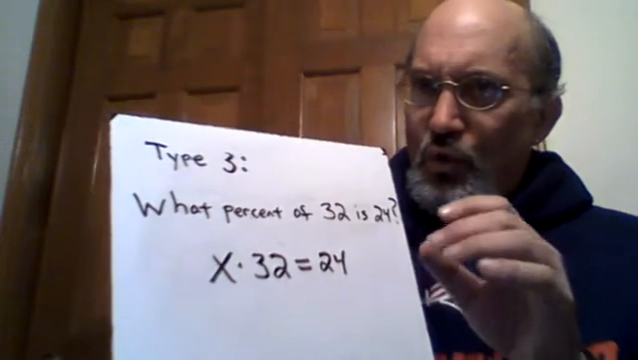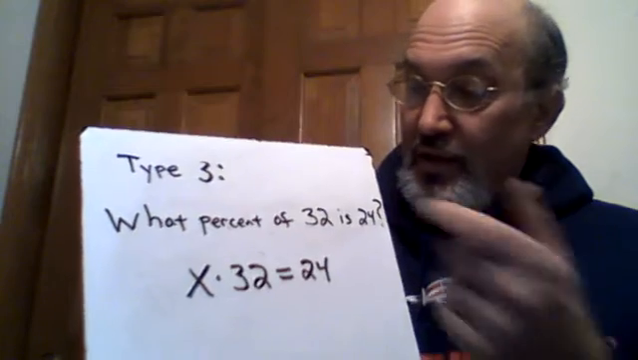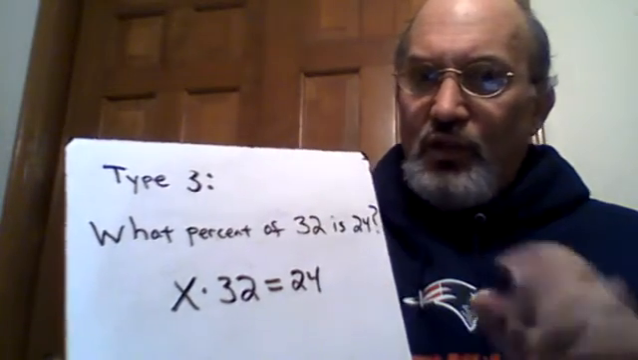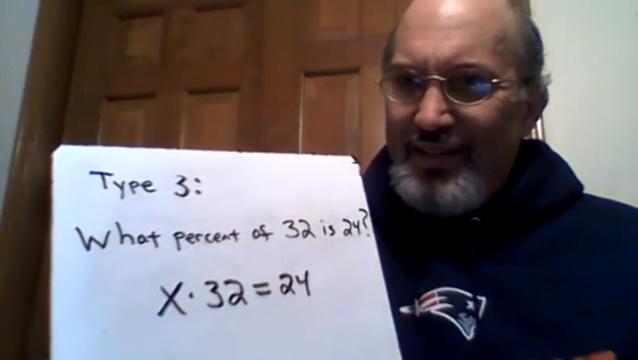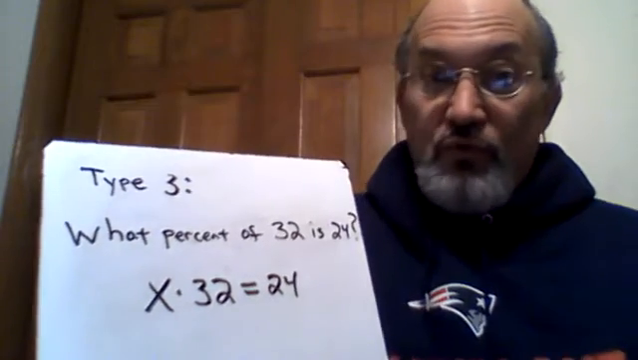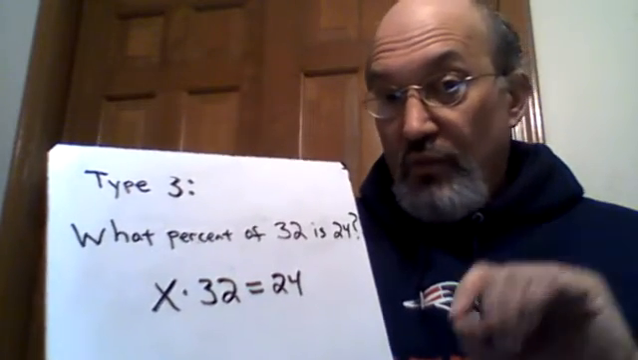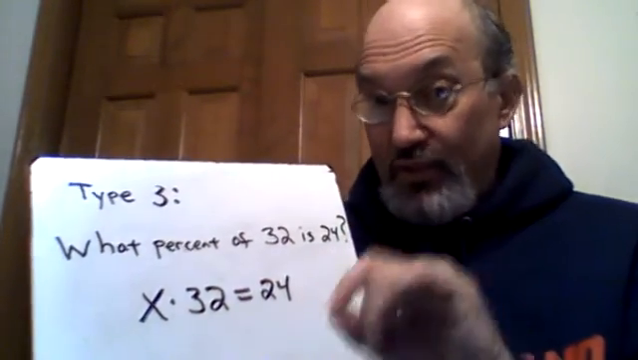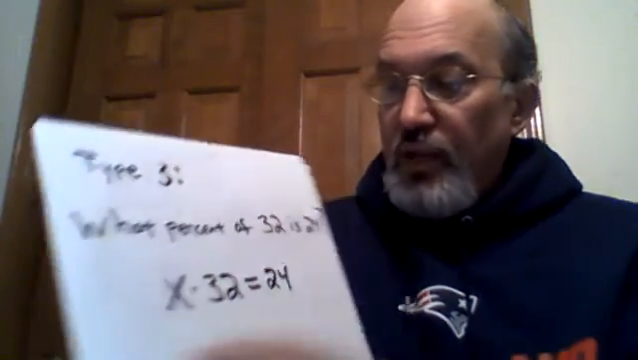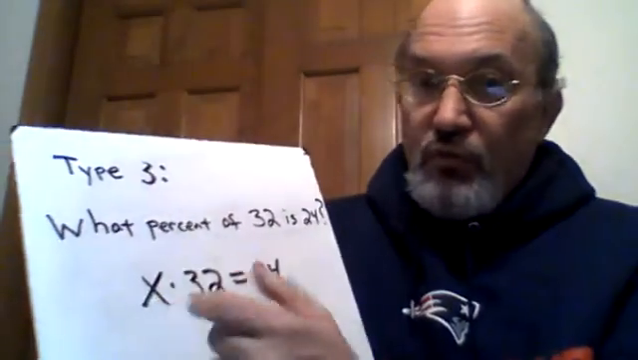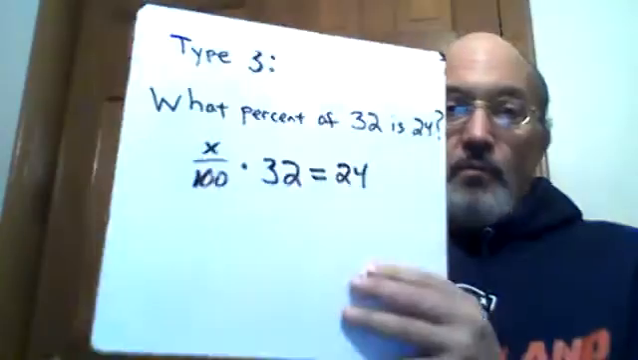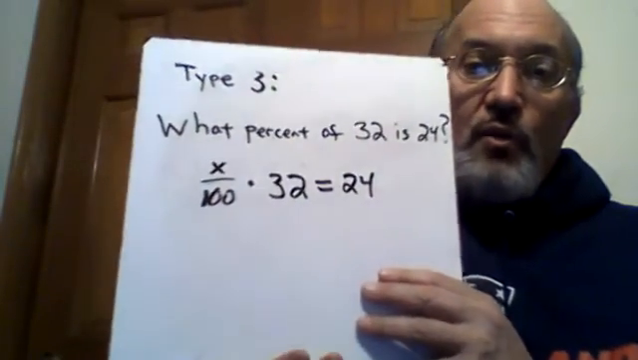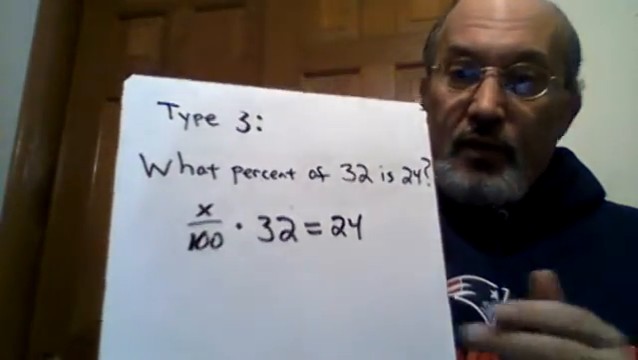But you were asked for the percent that 24 is of 32. It's not 3/4%. It is true that 24 is 3/4 of 32, but that 3/4 is not 3/4%. It's, of course, 75%. So here's what you should do rather than just writing an X here. Write it as X over 100.